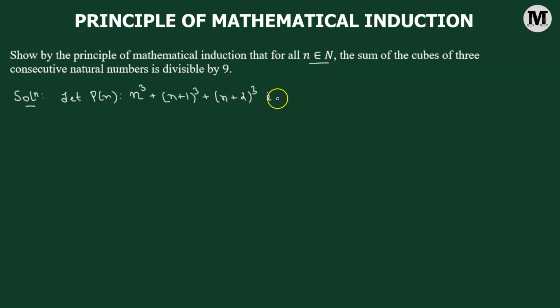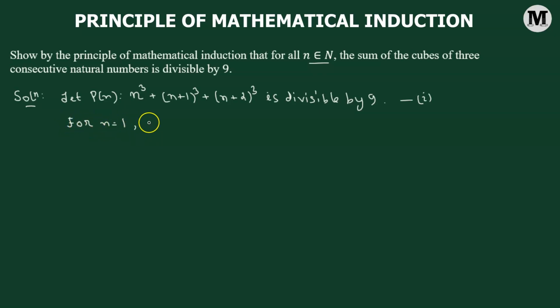Now let's say the sum of the cubes of these three natural numbers is divisible by 9. So let this be the statement and we're calling it statement number 1. We need to verify that this is a true statement for any natural number that we pick up. That means any n value that we pick up, the statement must always be true. Now first, we will check whether it is true for n equals 1 or not.